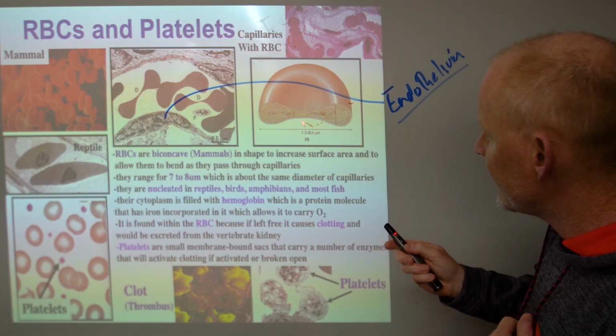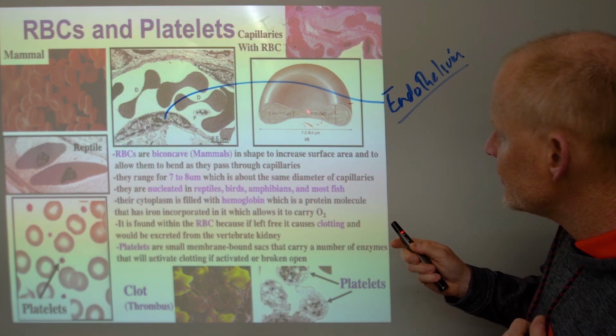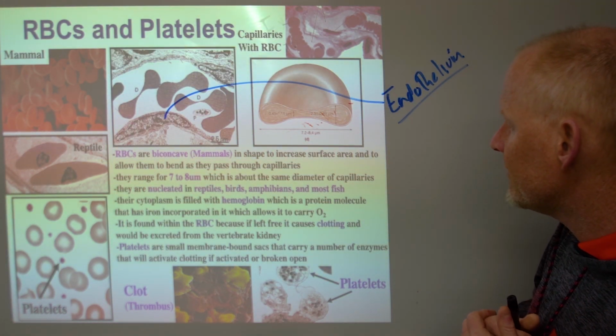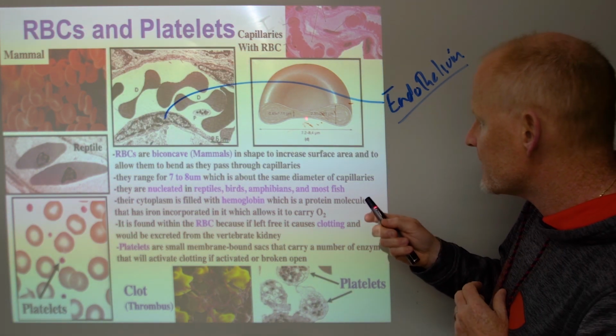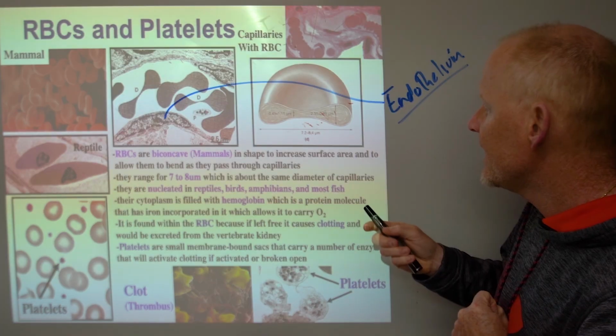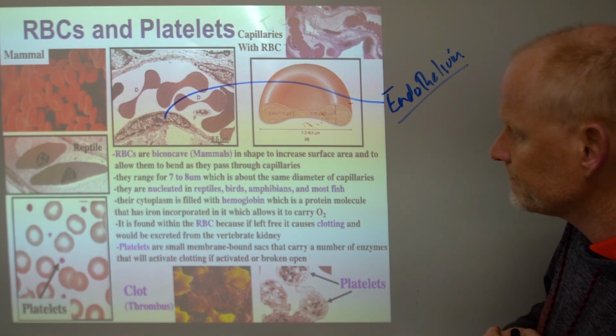Red blood cells are really thin. As you can see, they're about 2 to 0.4 microns in thickness, depending on where you're at, and they're about 8 microns in width.